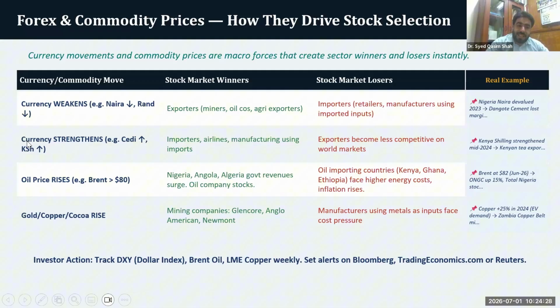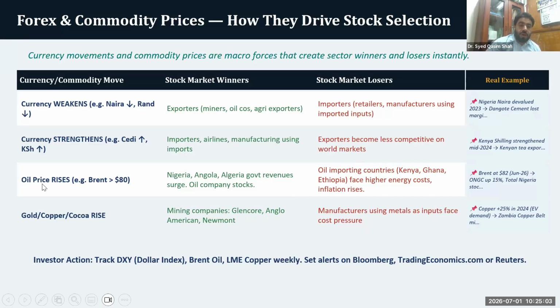If your country's currency is strengthening, the inverse will happen. You see, inversely it will happen. Importers like the airline industry and manufacturing units using imports are basically the stock market winners. If your currency is strengthening, you will lose if you enter a market that is export based, right?